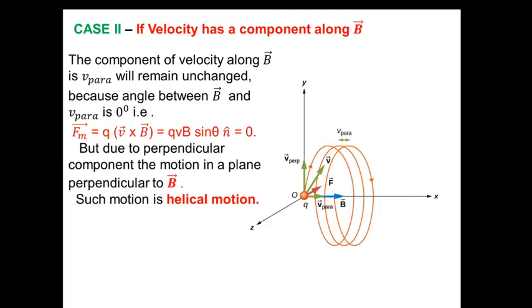So here the particle will undergo two motions. One is along the direction of B as well as a circle. Such a motion is called helical motion. Here you can see the particle is moving along the x-axis but not straight, that is, in the form of a spring. Such motion is called helical motion.